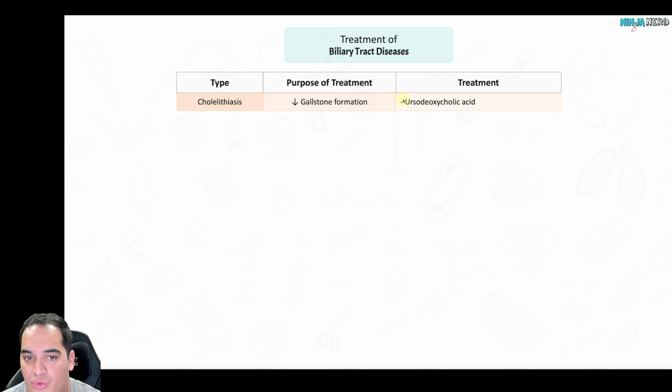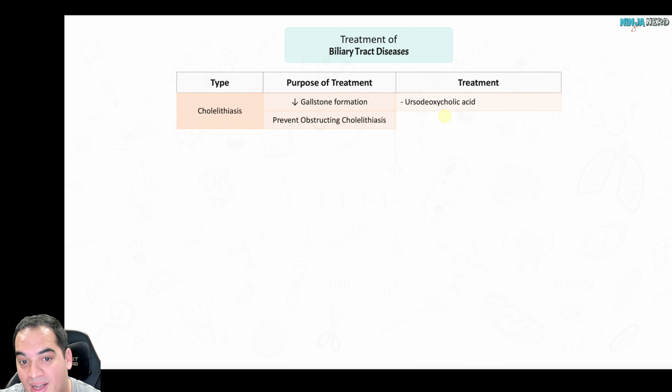Ursodeoxycholic acid has been shown to reduce the formation of gallstones. So it can reduce the rate of recurrence of gallstone formation and reduce the events of biliary colic, cholecystitis, choledocholithiasis, etc.